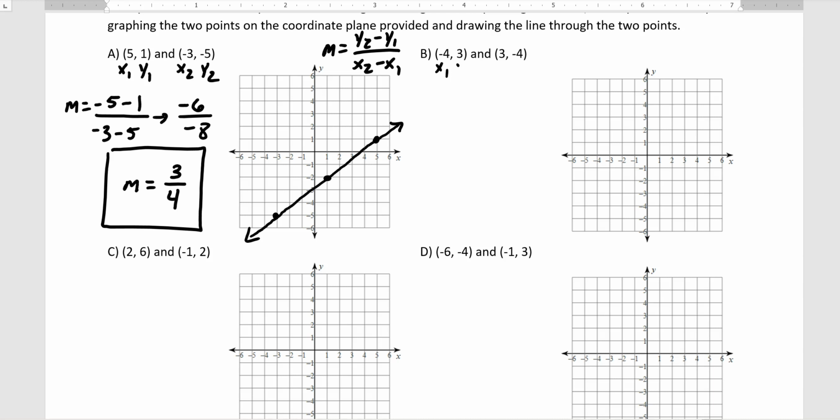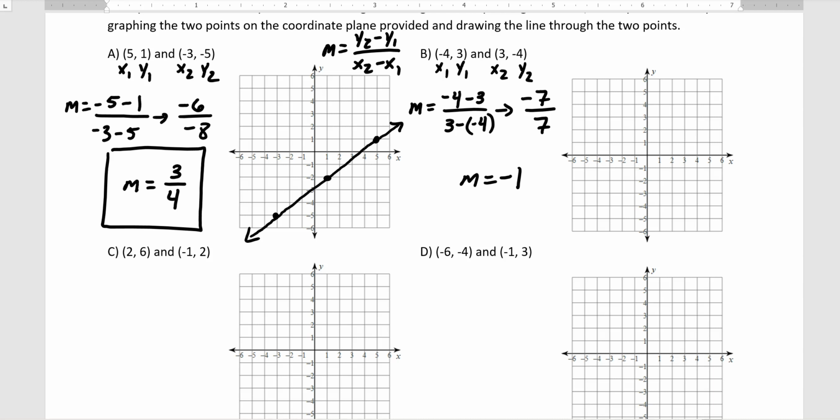So we have x1, y1, x2, y2. And we're going to plug this into our formula where m equals y2 is -4 minus y1 is 3 over x2 is 3 minus x1 is -4. All right, well, -4 minus 3 would be -7. 3 minus -4 would be the same as 3 plus 4, which is 7. -7 divided by 7 is not fully simplified. We could simplify that to -1.